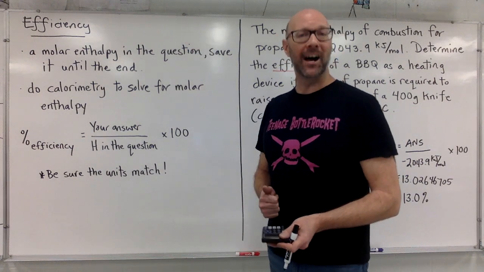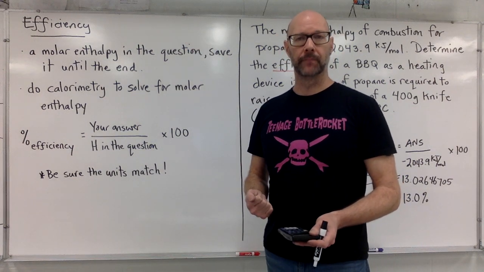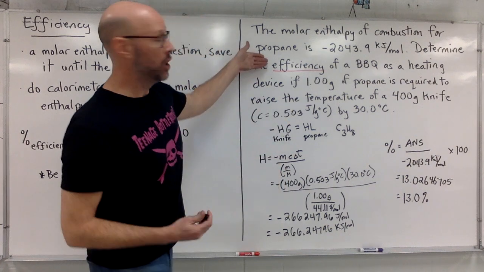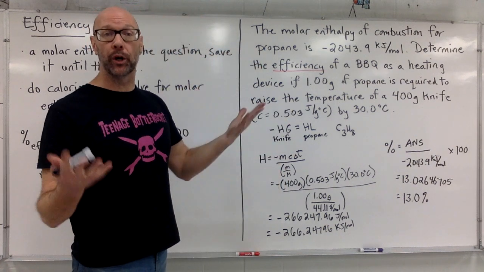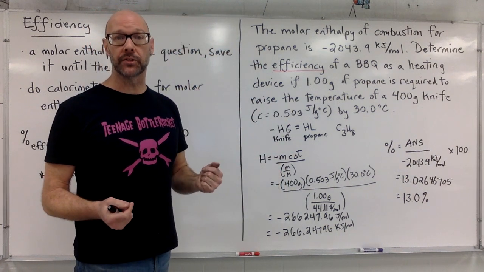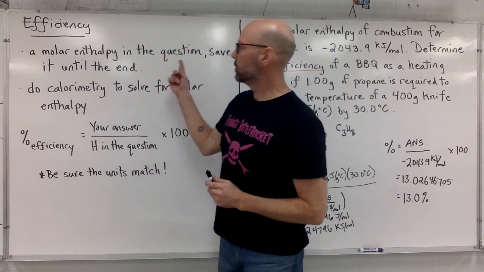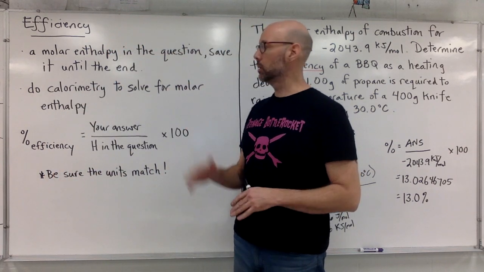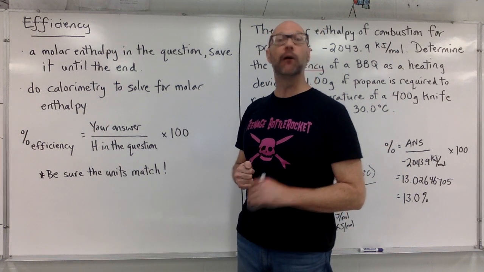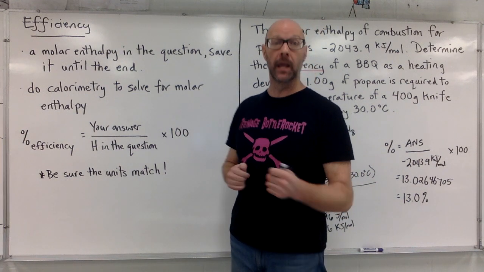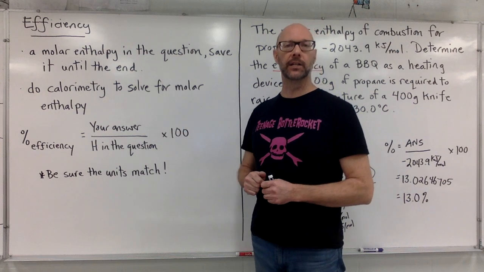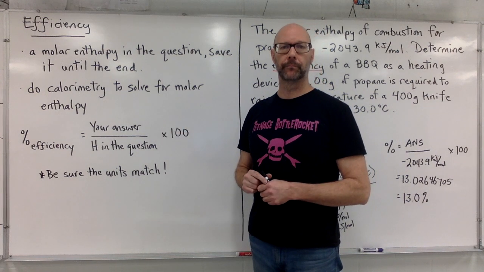There is a style of multi-step question, this had 2 big steps, where we're going to be asked to calculate the efficiency. These questions are pretty nice. The word efficiency shows up explicitly in the wording of the problem. We have a tip. There's going to be a molar enthalpy in the question. Save that until the end. Do calorimetry to solve for a different molar enthalpy. And then we're going to compare those 2 values and turn it into a percentage.